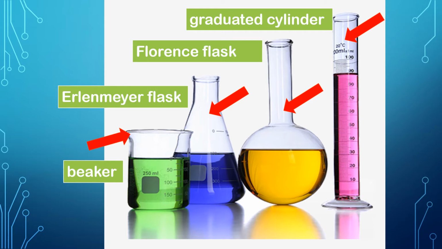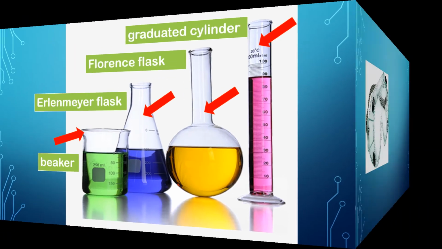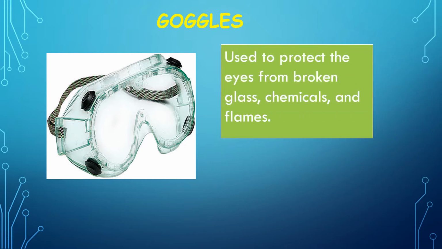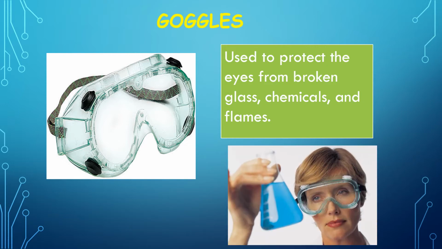What are the laboratory equipment in the laboratory, and what are their functions? So let's start. What is the name of this picture? It is called goggles. So what is the function of these goggles? It is used to protect the eyes from broken glass, chemicals, and flames. So how are we going to use this one? We have here a picture. Goggles are used to protect the eyes.